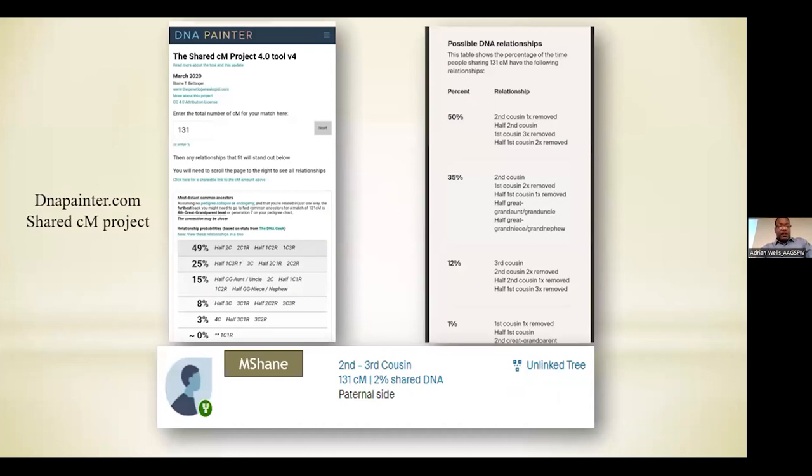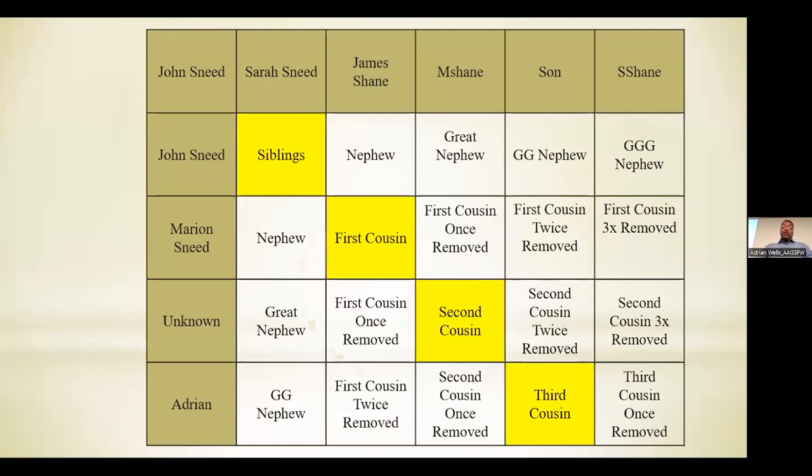And so I go and input him over at DNA Painter. So it says 49%, either half second cousin once removed, and so forth. And then the second image over here is what Ancestry said the possible relationships could be. So then again, I go over, use my cousin calculator, and I calculate it all in there. So at the top, you have John Sneed, which would be the common ancestor. Then you have Sarah Sneed, and you have James Shane, which is M. Shane's father.